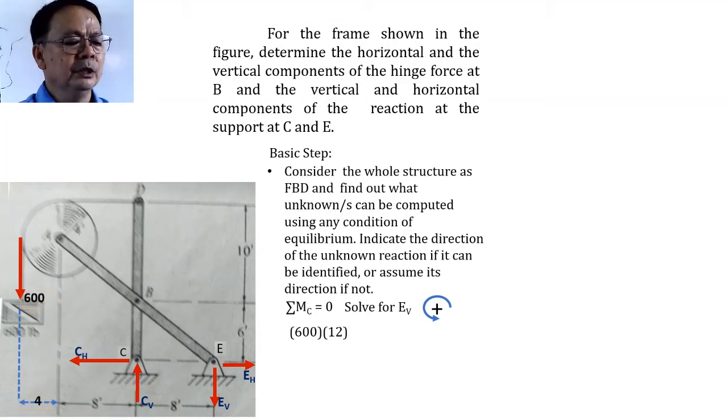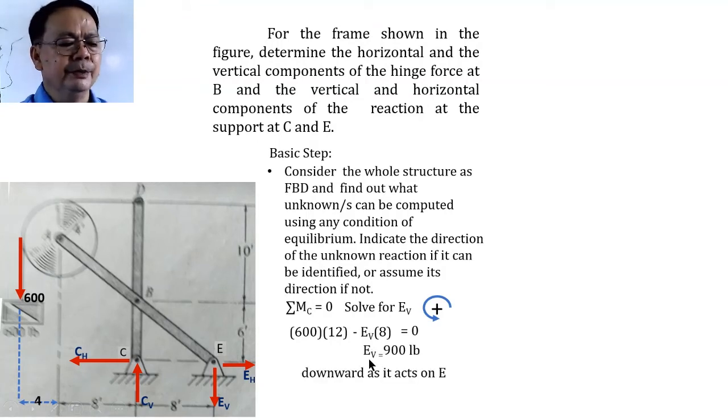And then what about the moment produced by E sub B? E sub B would have a moment arm of 8, and it will be producing a clockwise moment about C. Therefore, that would be treated as negative, considering that this convention is positive. Hence, I would have here 8 E sub B, or E sub B multiplied by 8. And all this summation should be equal to 0. Diba? So from this equation, we can solve E sub B. And E sub B, as indicated, it is downward as it acts on E.